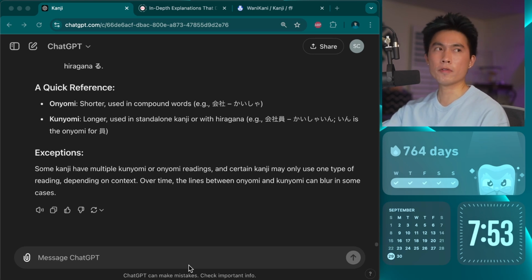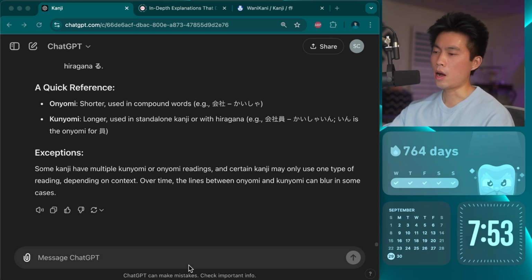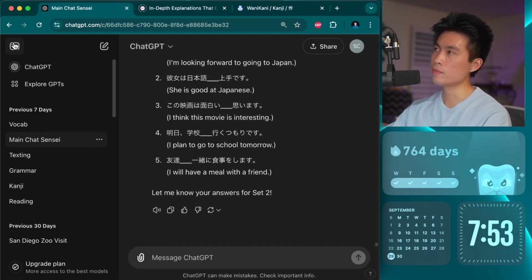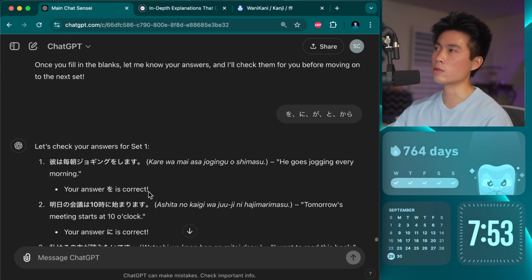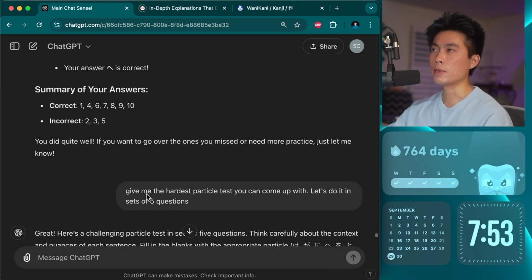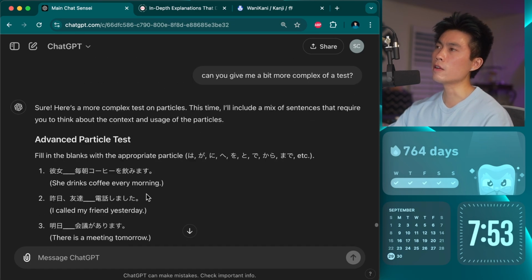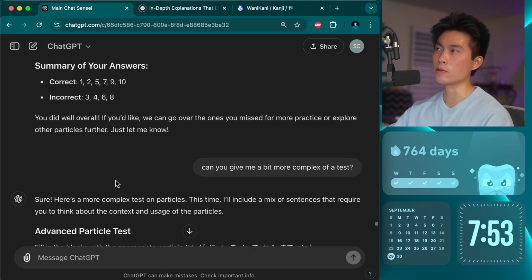I also got an update about a couple of questions I had from previous lessons. Number one, the particles, the joshi. We asked ChatGPT about ni and de the other day, and we did some particle tests, and we learned that ChatGPT really sucks at helping you with particles. For a lot of them, I put ni instead of de and it said I was wrong.